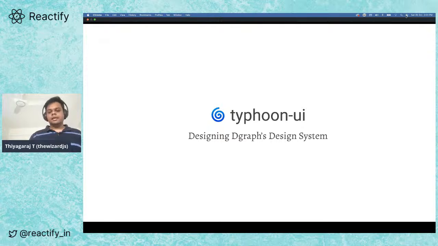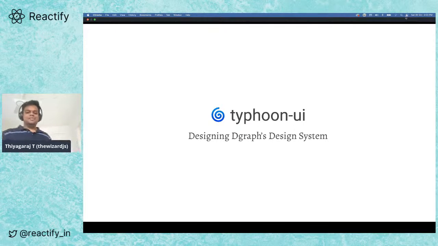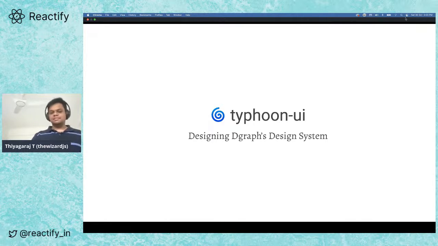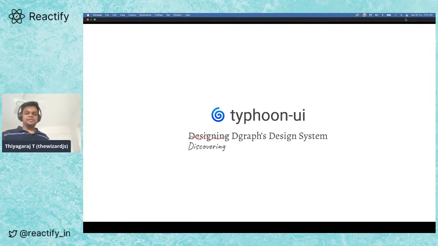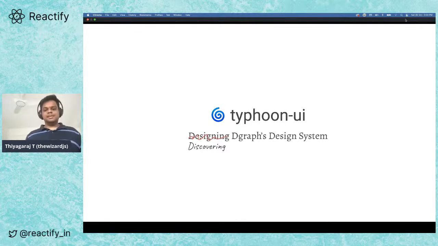design system. And today, I think I'm going to talk more of the journey than the specifics of the library, or trying to tell you how the system works, rather how we actually came up with the system. So it's not really about designing a design system or designing Dgraph design system. It's more about discovering the Dgraph design system, because day one, nobody starts with a design system. You don't say, hey, you know what, let's build a design system today, and then you do certain things.